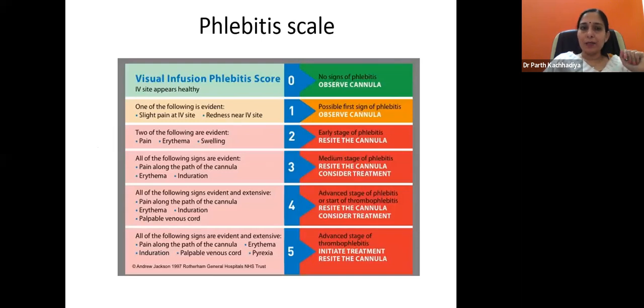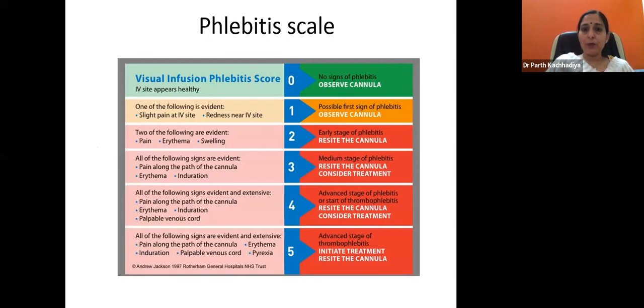Then comes the phlebitis scale, the visual infusion phlebitis score. The nurses who are working in the ICU are aware of this phlebitis score, whether there are signs of phlebitis, whether there is a possible first sign of phlebitis. So how will you come to know that? You have to check the site, whether there is pain at the IV site or redness. If it is there, you need to observe it. If there is pain, erythema, and swelling, then you need to resite the cannula.